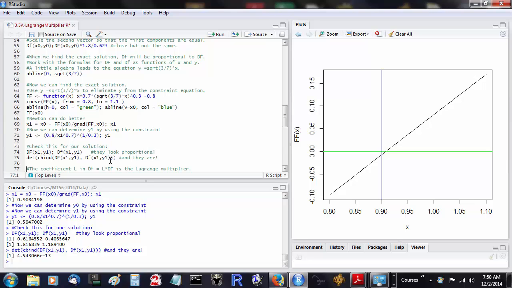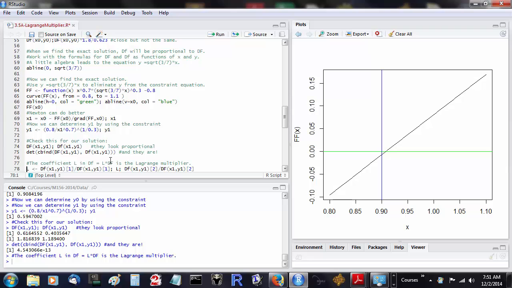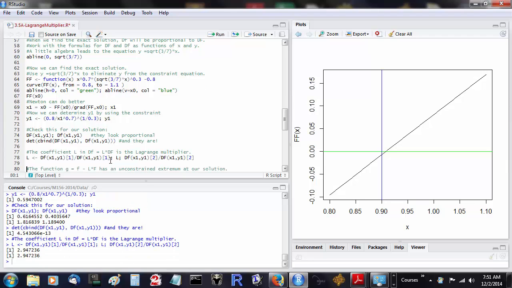And the coefficient in the equation d little f equals L times d capital F is the so-called Lagrange multiplier. When you're able to work conveniently with Greek letters, you will call that lambda. I've used capital L as a poor ASCII substitute for that. I can calculate that by taking the ratio of the first components or by taking the ratio of the second components. I get exactly the same ratio in both cases.